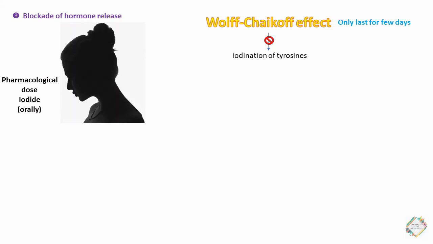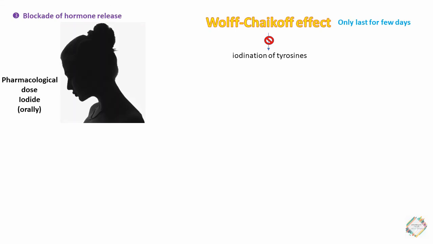The next mechanism used in the treatment of hyperthyroidism is the blockade of hormone release. When a pharmacological dose of iodide is administered orally, it will inhibit the iodination of tyrosines through an effect known as the Wolff-Chaikoff effect, which will only last a few days. So what is this Wolff-Chaikoff effect? This is an autoregulatory phenomenon that inhibits the organification in the thyroid gland and formation of thyroid hormones inside the thyroid follicle and the release of thyroid hormones into the bloodstream. This becomes evident secondary to the elevated levels of circulating iodide.